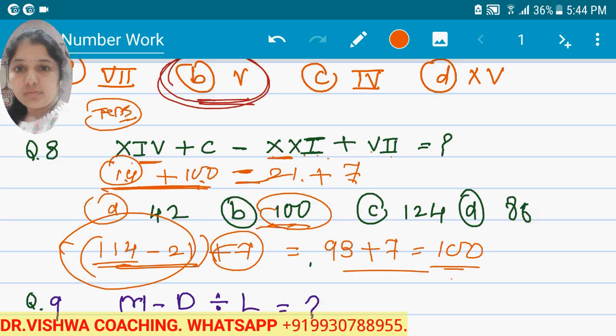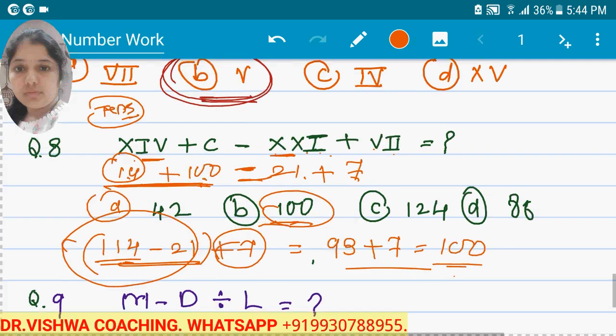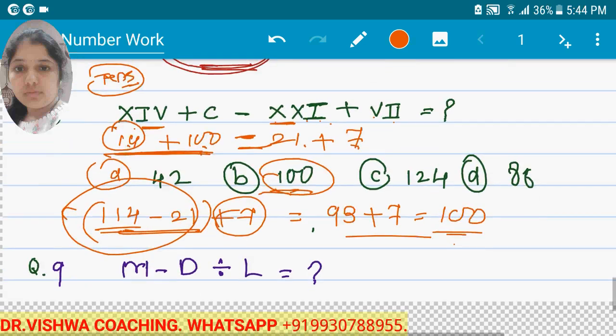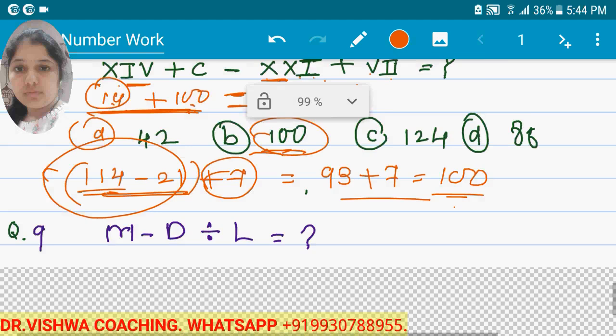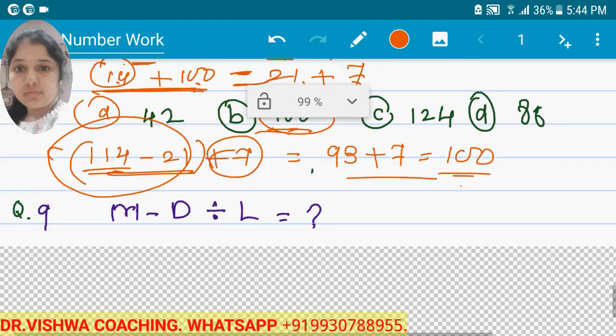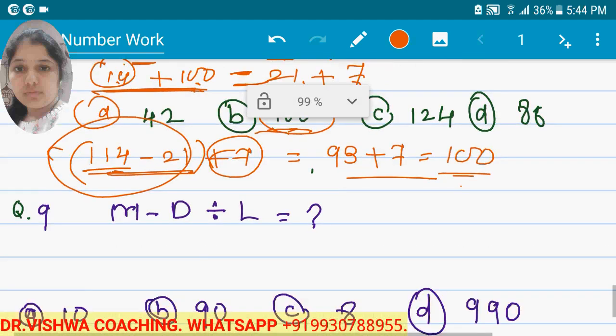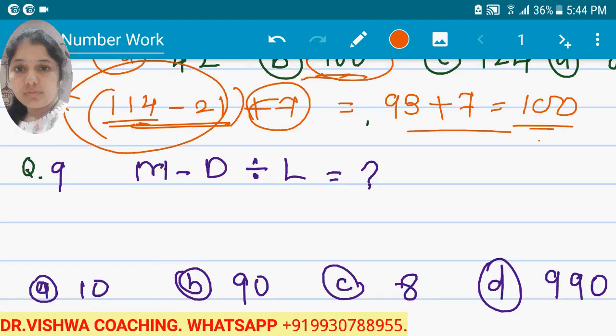Now last but not the least question, second last question of today's session. I had selected some 10 questions which were tricky to solve, so students get the idea how to solve the questions based on number work. There are so many questions in this pattern and you can try it at home to do more practice.